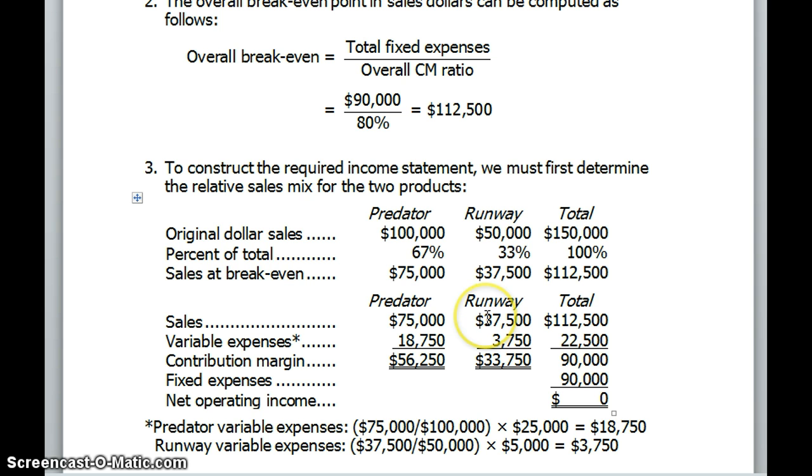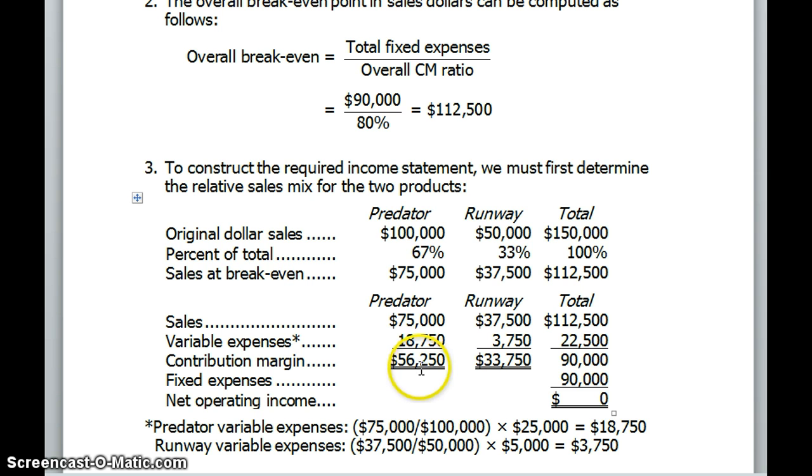We do the same for Runway. Runway's sales revenue would be $37,500. We need to determine the variable expense ratio for Runway, and in the original information, variable expenses were $5,000 divided by total sales of $50,000. That gives a variable expense ratio of 10%. If we multiply that 10% by the $37,500 of sales revenue, variable expenses are $3,750. Subtracting those from sales revenue of $37,500, contribution margin is $33,750.